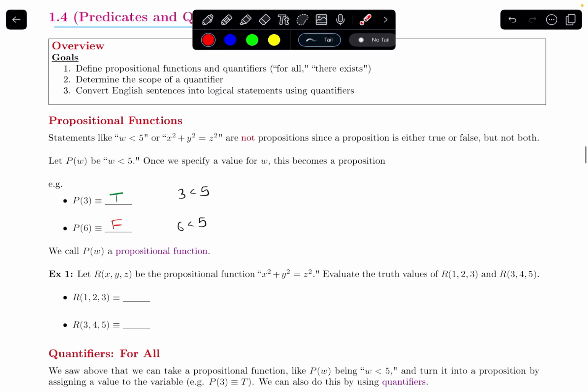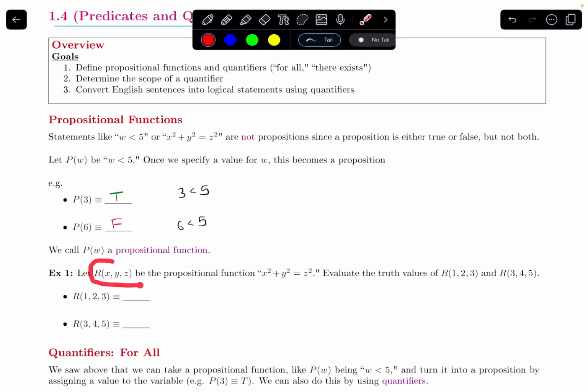All right, let's look at another example. I'm going to let R(x, y, z) be the propositional function x squared plus y squared equals z squared. Let's evaluate the truth values of the following two things. So first I have R(1, 2, 3). If I plug those in, 1 for the x, 2 for the y, 3 for the z, into this propositional function, what I get is 1 squared plus 2 squared equals 3 squared. So that becomes 1 plus 4, which is 5 on the left, equals 9 on the right, but that's false. That is a false proposition.